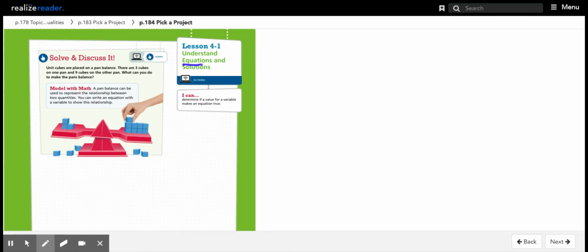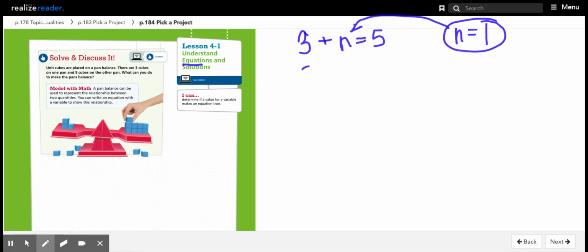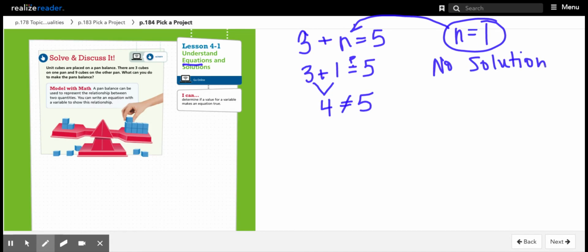So let's just say I tell you 3 plus n equals 5. Many of you might be able to tell me what n equals, but I'm going to tell you n equals 1. So now if I plug that in, I'm going to say 3 plus 1. Does that equal 5? Well, 3 plus 1 is 4, and 4 is not equal to 5. So we would say no solution. That was the quick version of this lesson.